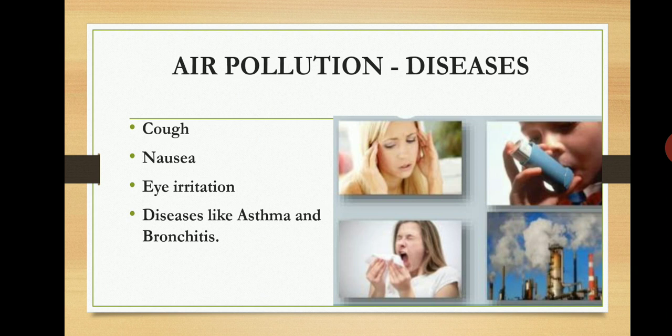Now, air pollution can also cause diseases. What diseases can it cause? It can cause cough, nausea, eye irritation. And if it becomes too much, then it can also cause diseases like asthma and bronchitis. Nausea means a vomiting sensation. So air pollution can cause minor problems like cough, nausea, eye irritation. But if it becomes too much, then it can cause diseases like asthma and bronchitis. These are respiratory diseases, which means diseases related to our breathing system.